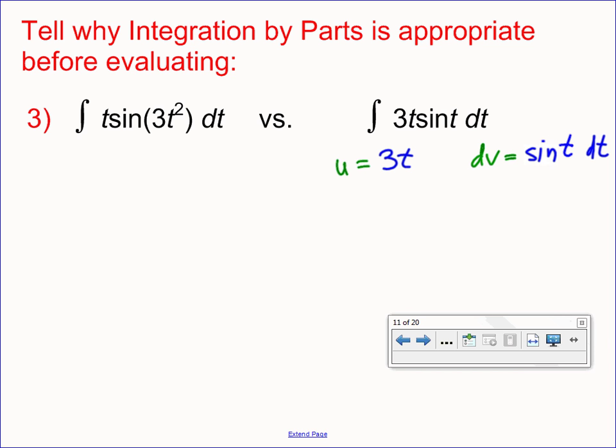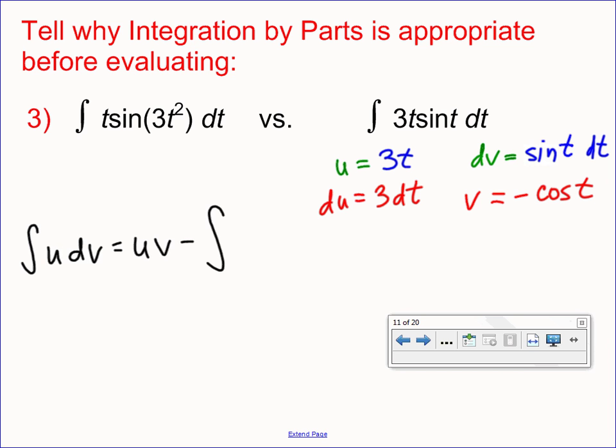Now let's generate du. If u is 3t, then du is 3 dt. Everybody see that? We differentiated that. If dv is sine t dt, then v is up the ladder, so what would that be? Opposite cosine. Opposite cosine t. All right, so we've got the integral of u dv is given by u times v minus the integral of v du. Let's go ahead and see what we get.